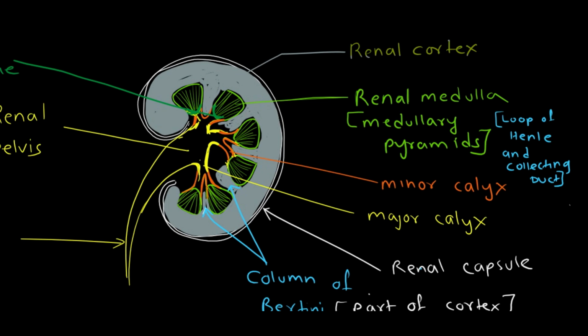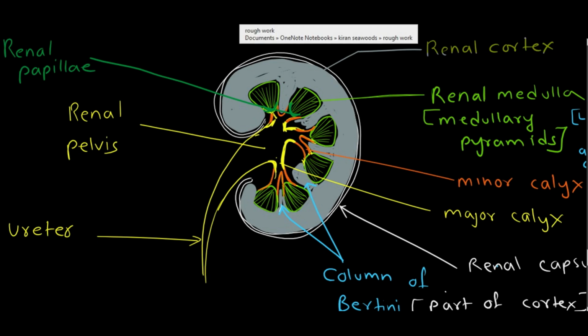So all the minor calyx will collect the urine and lead this urine into the major calyx. 4 to 5 major calyxes might be present in your kidney, which will fuse to form a single, more or less triangular structure called renal pelvis. As you can see over here, it is referred to as renal pelvis.